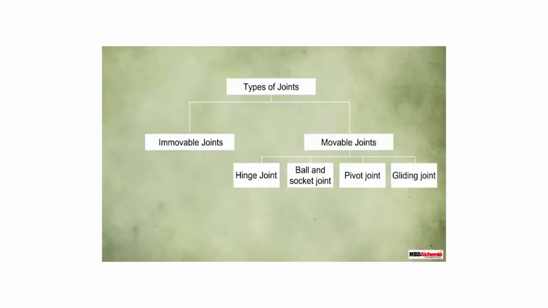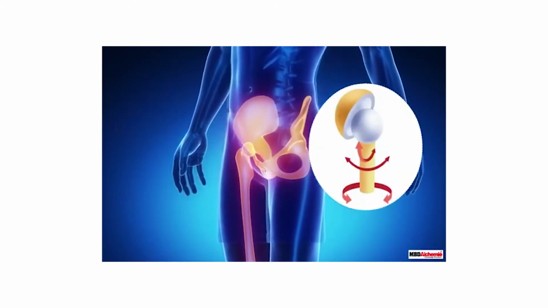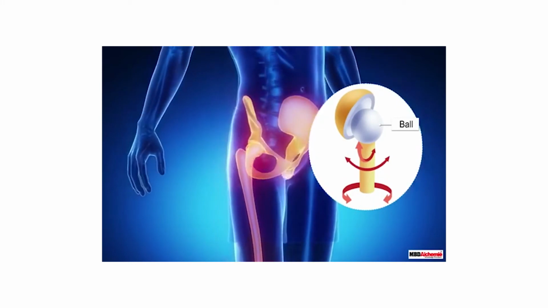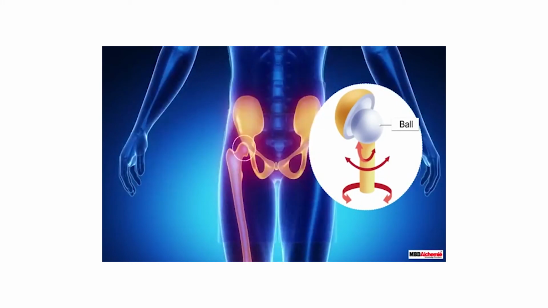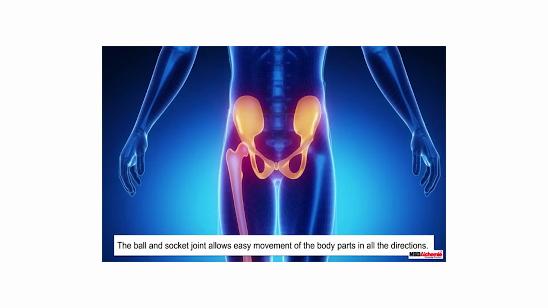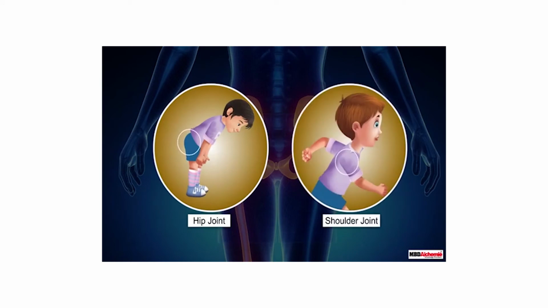Let us now learn about the ball and socket joint. In the ball and socket joint, the end of one bone acts like a ball. This bone fits into another bone, which acts as a socket. Hence, the joint is called the ball and socket joint. This arrangement allows easy movement of the body parts in all the directions. The hip joint and shoulder joint are the 2 examples of the ball and socket joint.